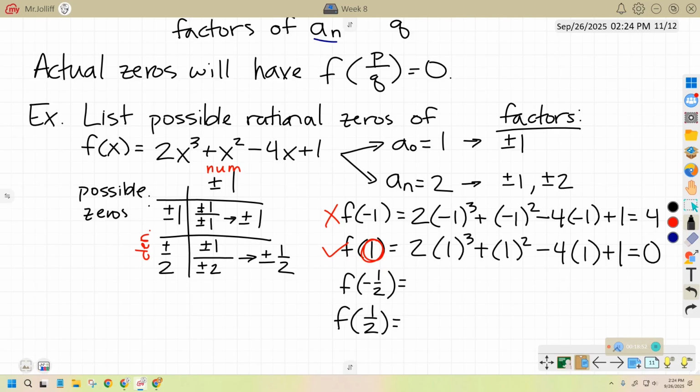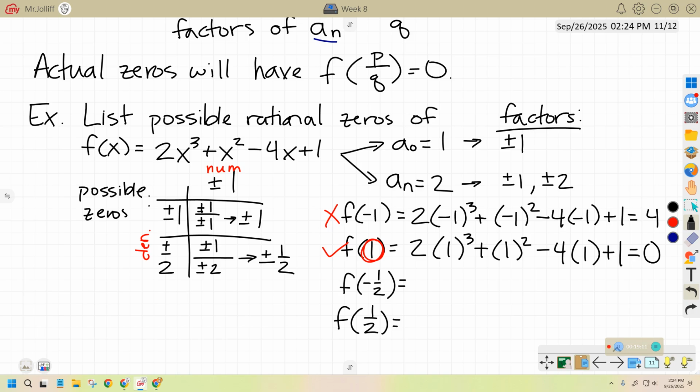Where's your calculator? Put it in the backpack. Put the charger in the backpack. Leave it in the backpack. I hope so.